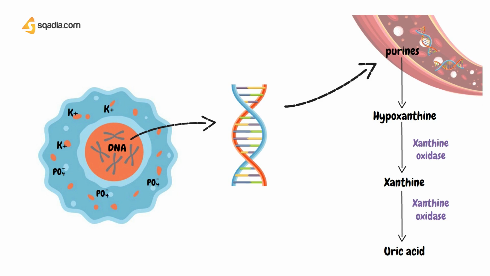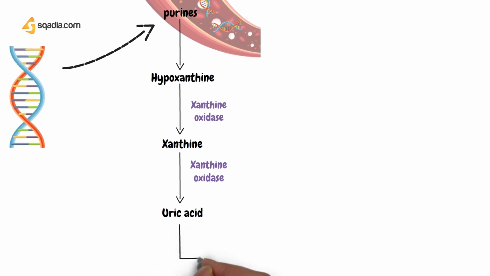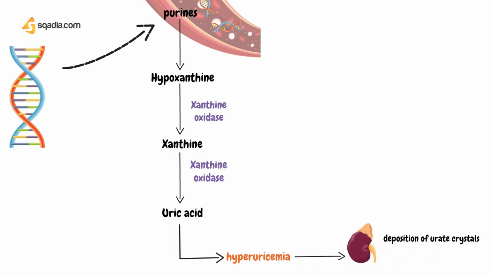In tumor lysis syndrome, due to increased DNA and purines present in the bloodstream from destroyed cancer cells, increased metabolism of purines causes increased production of uric acid. This leads to hyperuricemia, and the uric acid deposits in the kidneys in the form of urate crystals, causing acute kidney injury.